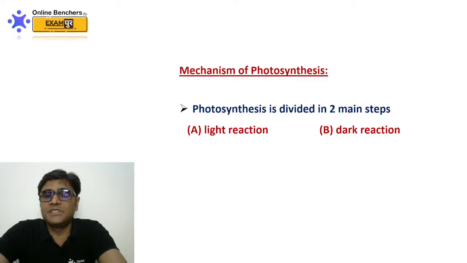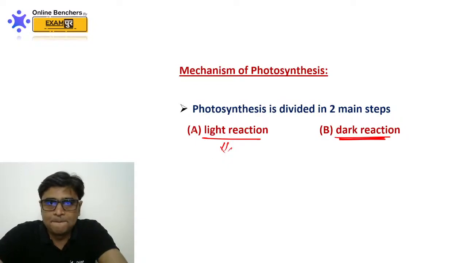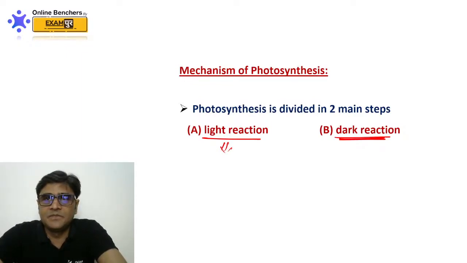As we know, photosynthesis is divided into two main parts or steps. The first one is called light reaction, and the second one is known as dark reaction. Now tell me, light reaction is also known as... Ocean. Very good. In the ocean we have algae, and in other water bodies we have algae: ponds, lakes, rivers, etc.